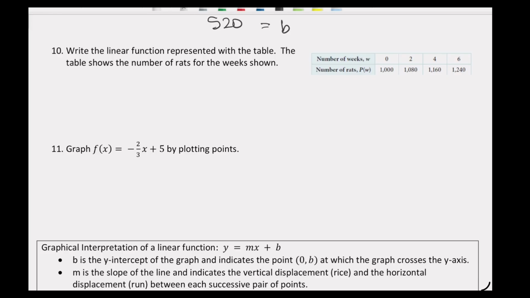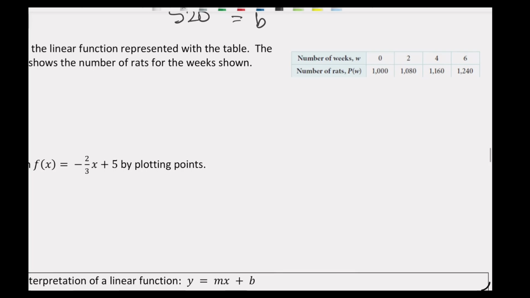The table shows the number of rats for the weeks shown. Well, it looks like this is going to be the Y values, and this is going to be the X values, or in other words, these are the ins, these are the outs. So let's do the change in the out over the change in the in. Typically I say change in Y over change in X, but it looks like we are going up 80 over 2. Same here? Yep. Same here? Yep. So 40 is the rate of change in rats per week.